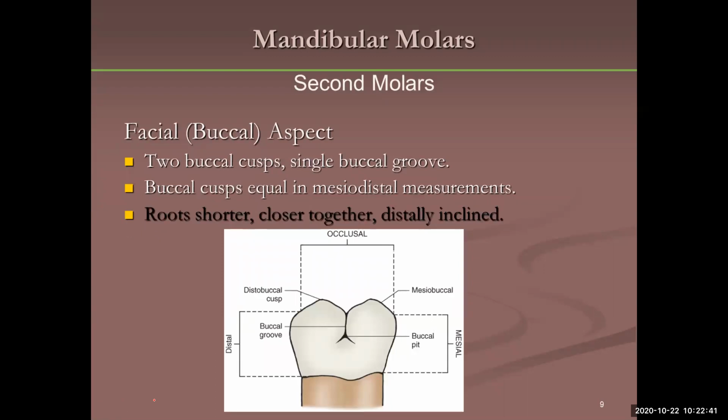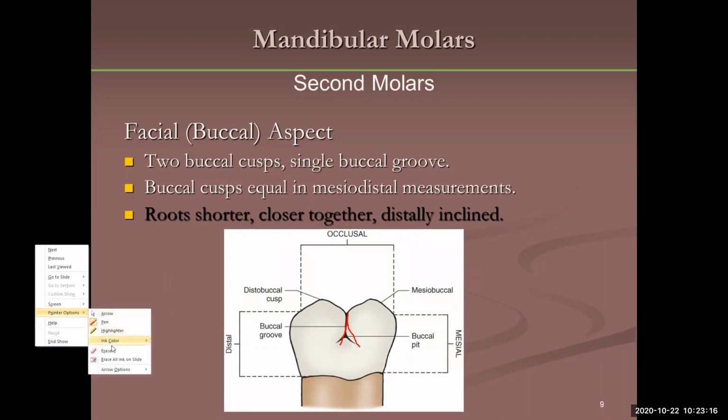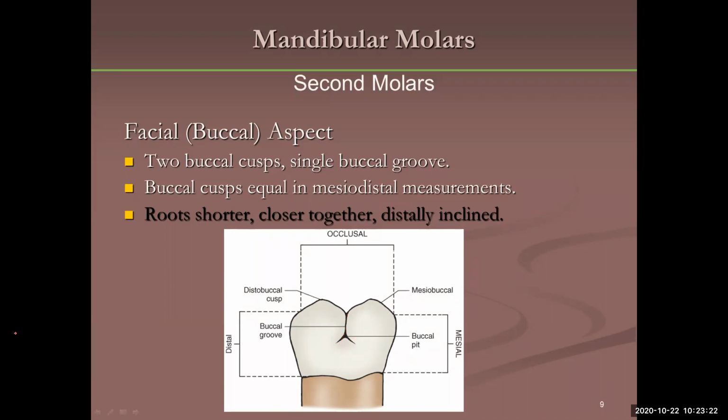For your second molars, we're going to do the second molars first because they're more symmetrical, and then we'll get into the first molars. So you've got two buccal cusps and a single buccal groove. Second molar, single buccal groove. The buccal cusps are almost equal in mesiodistal measurements. The roots are shorter and closer together when compared to the first molar and more distally inclined. Again, we're comparing them to the first molar, because the first molar is going to have two buccal cusps as well.